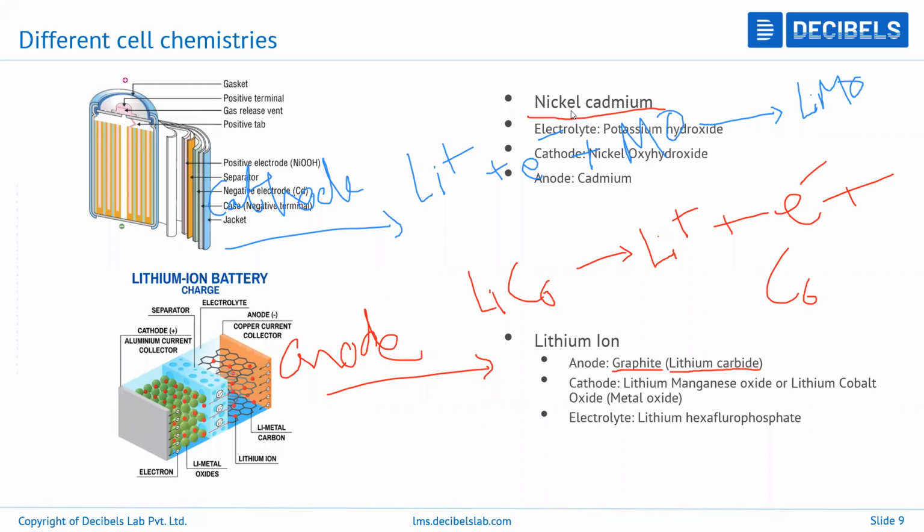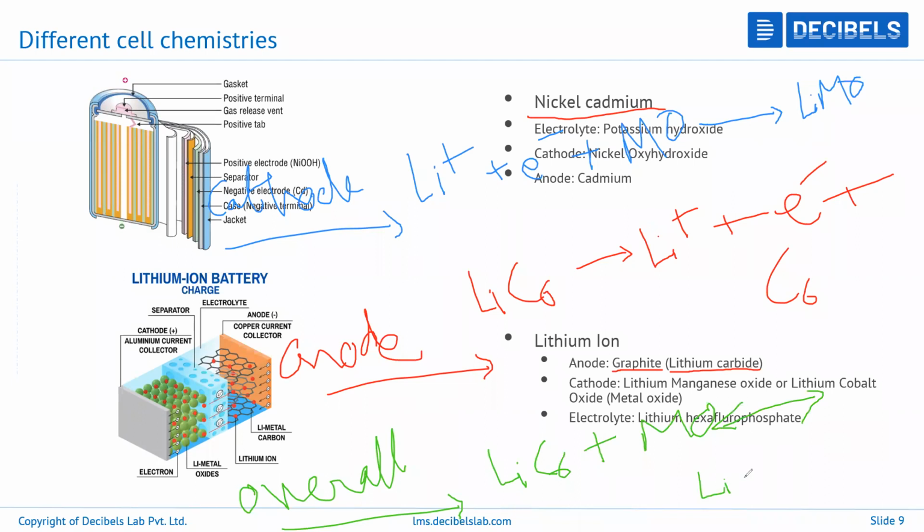So let's write down the overall reaction. Okay, so your overall will be LiC6 plus metal oxide, reversible reaction. Always keep in mind that these reactions are always reversible. So lithium metal oxide plus carbide C6. Okay, so this is your overall set of reactions that occur within the cell.